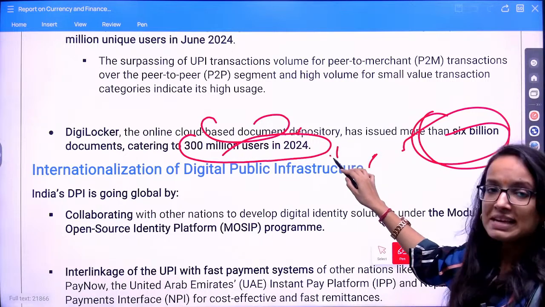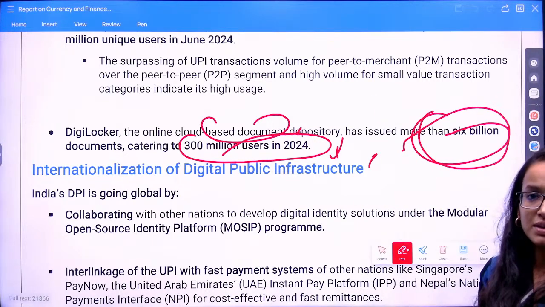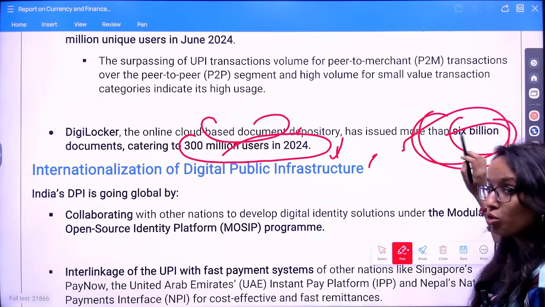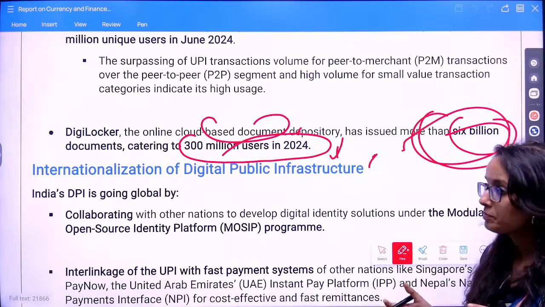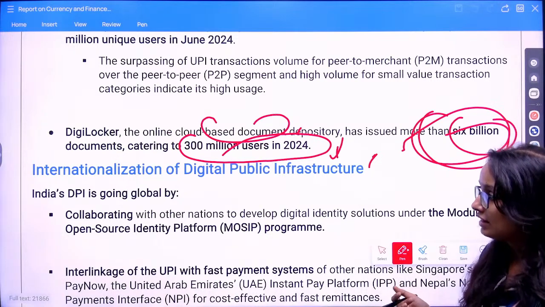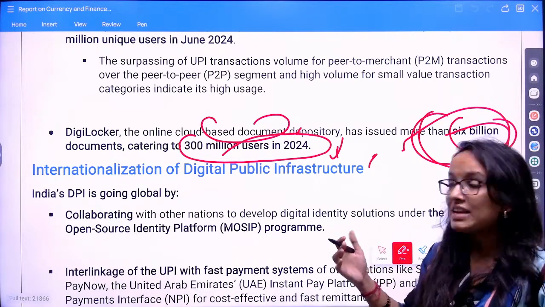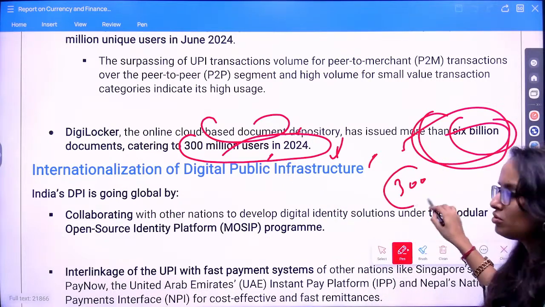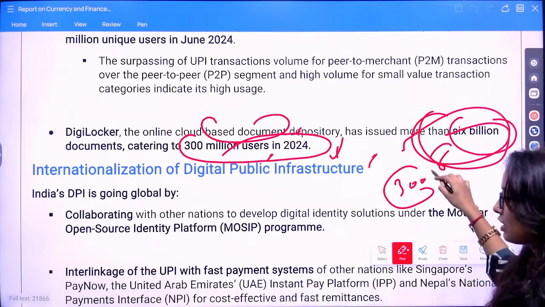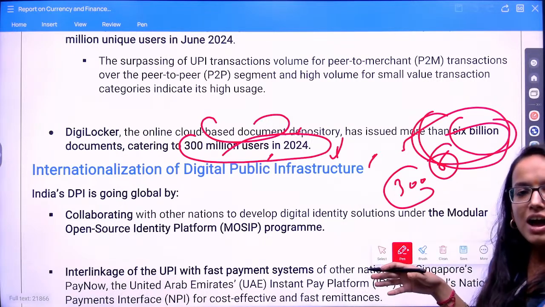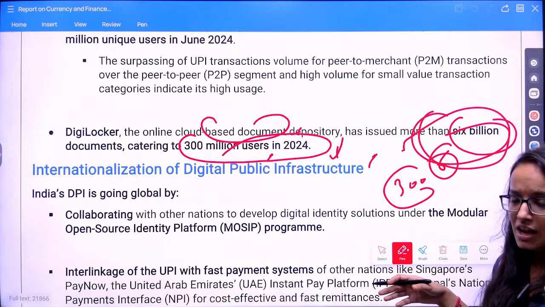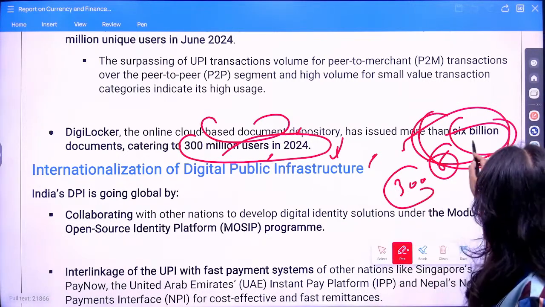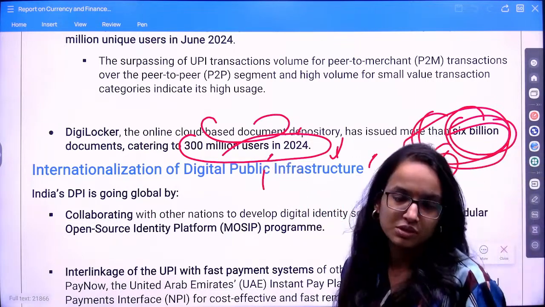So see how much ease it has created in terms of accessing these documents, right? Remember this figure: more than 6 billion documents have been issued by DigiLocker, and it has catered to almost 300 million users. Now you can relate and remember 300 million users, double it, and then 6 billion. Just try to remember it anyhow, okay? You have to remember the facts. In the exam, no one is going to ask you how you remembered it. Remembering is what will fetch you marks, okay? So 6 billion documents catering to 300 million users. Remember this.